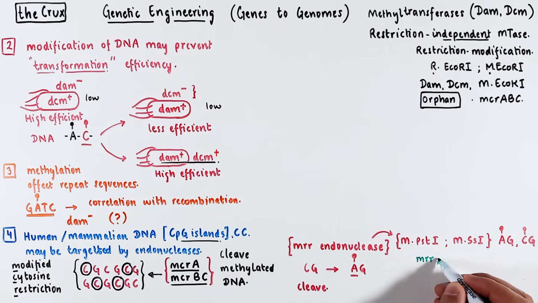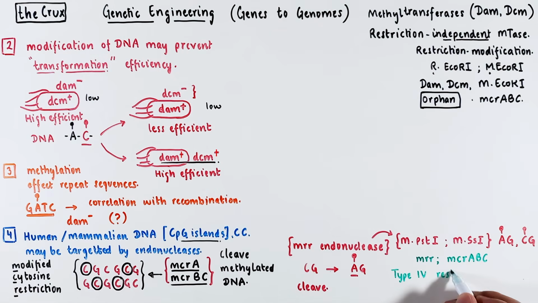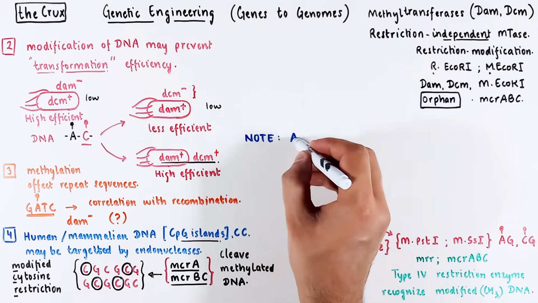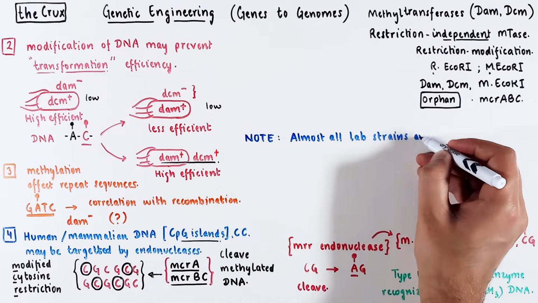Actually, Mcr and Mrr enzymes are from the type 4 category of restriction enzymes. As you have noticed, they only cut modified DNA, as opposed to most of the type 2 enzymes, and they also don't have a very specific recognition site. Great. I want to point out two more important considerations.